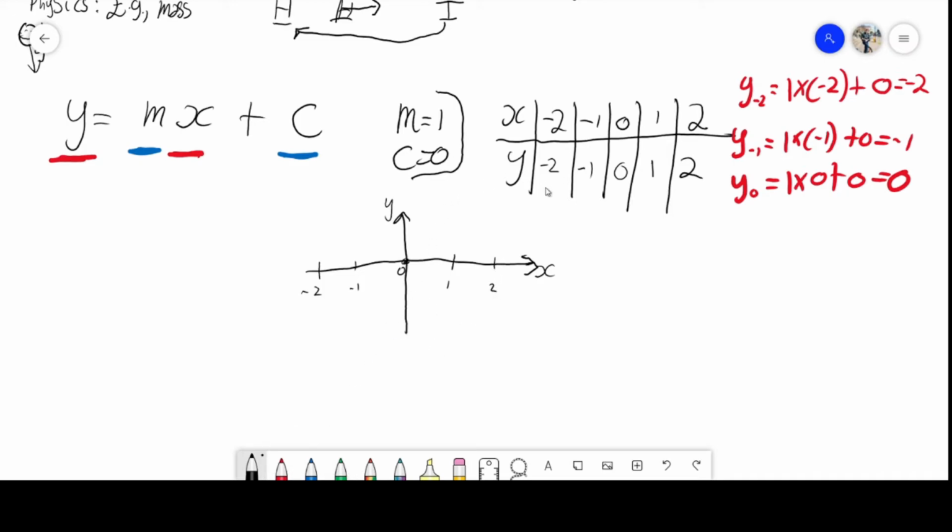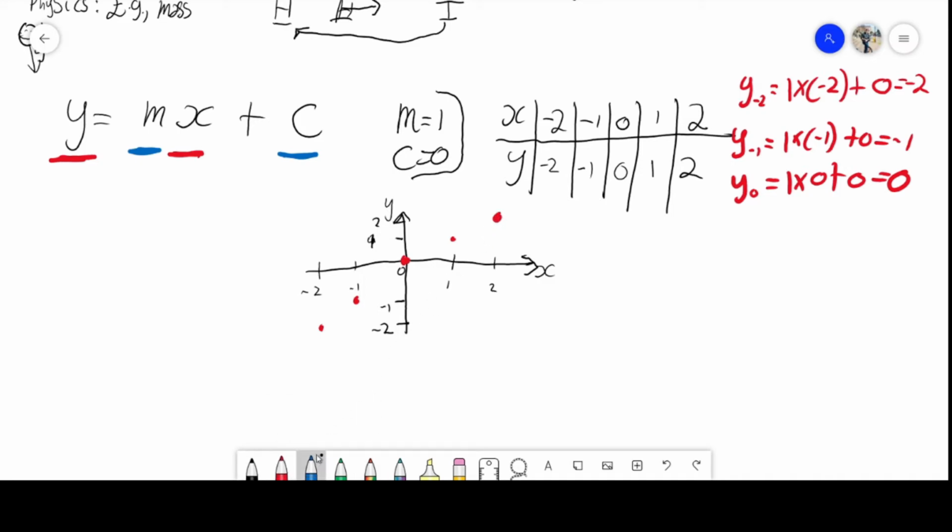Okay, so when x is minus 2, y is also minus 2, which is way down here. When x is minus 1, y is minus 1, which is here. When x is 0 at the origin, y is also 0 over here. X is 1, y is 1. And then finally, x is 2, y is 2.